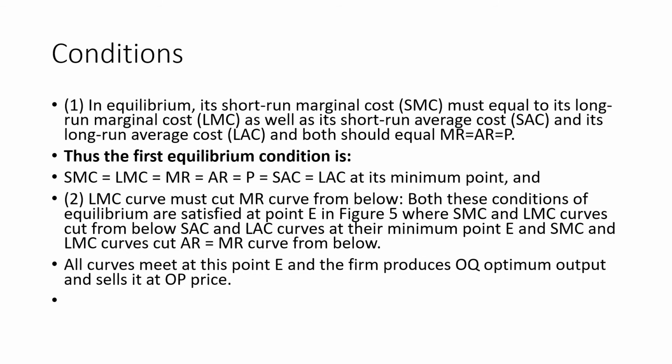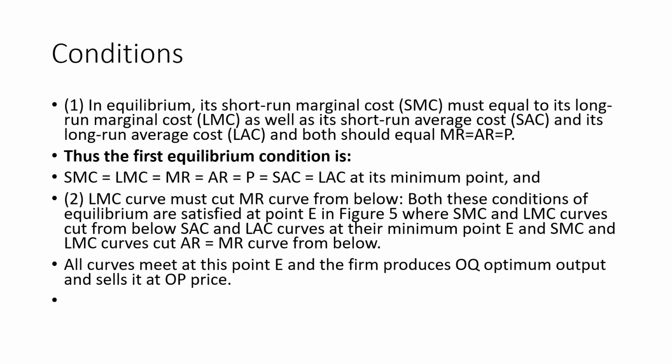So the first equilibrium point is SMC equal to LMC equal to MR equal to AR equal to P is equal to SAC equal to LAC. So that should be the minimum point of the curve. Now the second condition is that the LMC curve should cut the MR curve from below, and if both these conditions are satisfied, then we can say that equilibrium is attained.